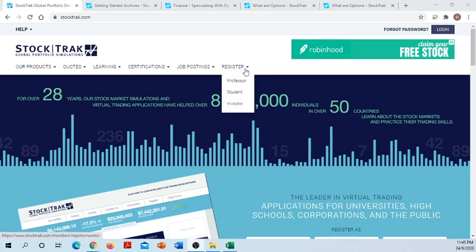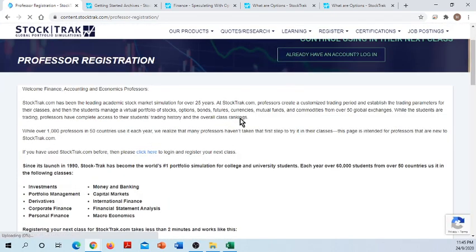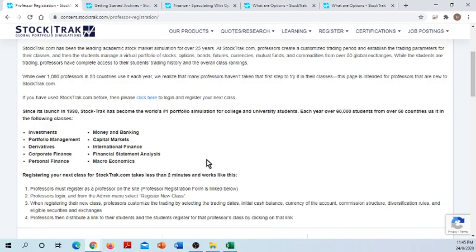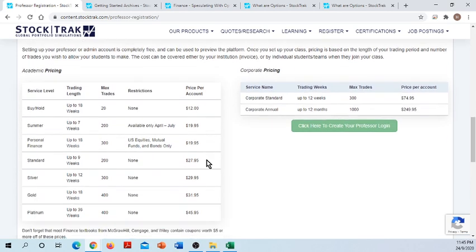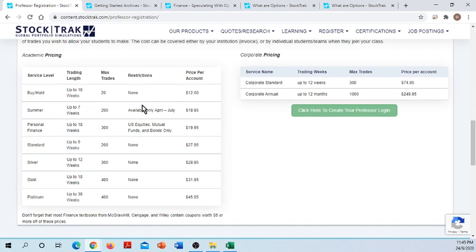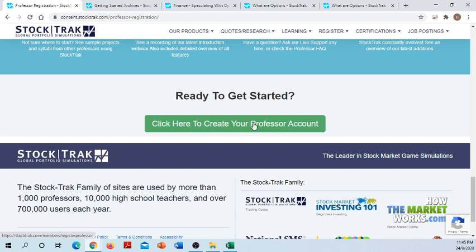The first step is to register for a professor account since you are an instructor. Here you will find some introductory information about StockTrak to explain what it is, what is available, and also what the different service levels are and the cost associated with each level. And at the bottom you will find a link to start creating your professor account.